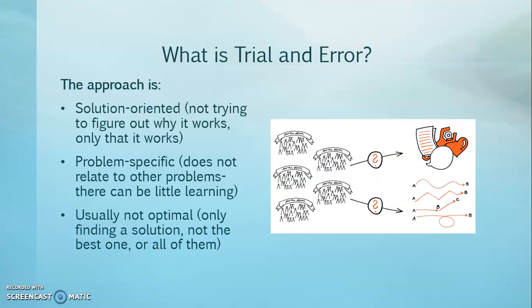The approach of trial and error is solution oriented. When you're using trial and error, you're not taking time to figure out why your solution works. You're just trying to find one that does work. It is also very problem specific. It doesn't relate to other problems. There can be little learning. And it's usually not optimal because you're only trying to find a solution. So when you're trying to figure something out and you get to a solution, then you stop. You're not trying to find the best solution or all of them or what works best. You're just trying to find a solution in most cases.